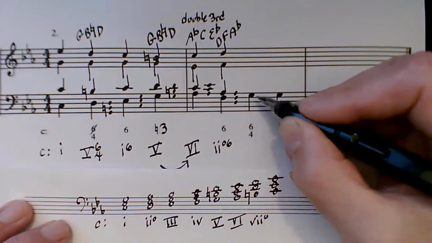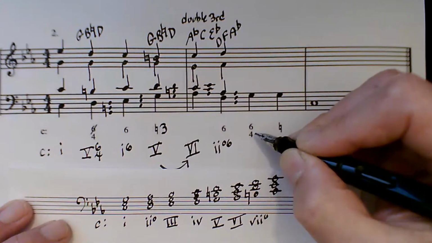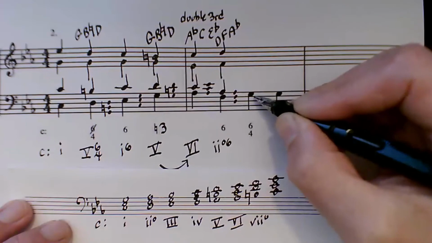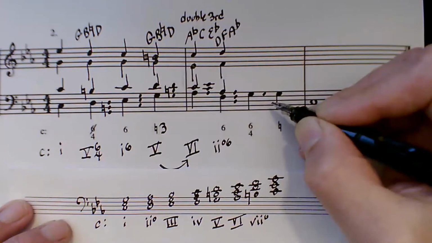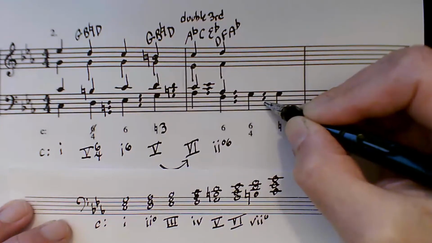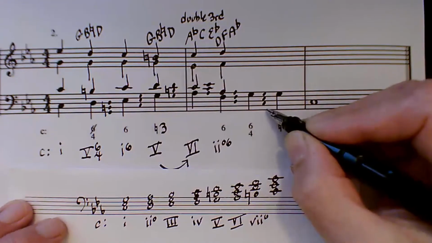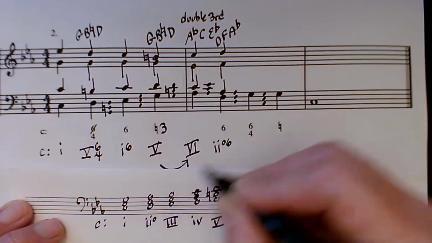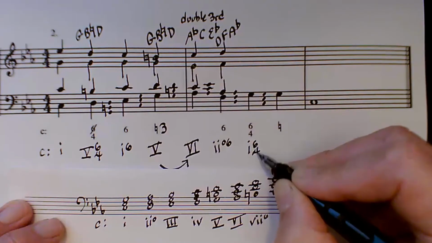Next chord is a G, and it says 6, 4. Of course, you know that means second inversion. That means that bass pitch must be the fifth of the chord. If that's the fifth, then G is the fifth, E flat is the third, C is the root. We recognize that chord. That's just the 1 chord again. So we're going to write 1, 6, 4.